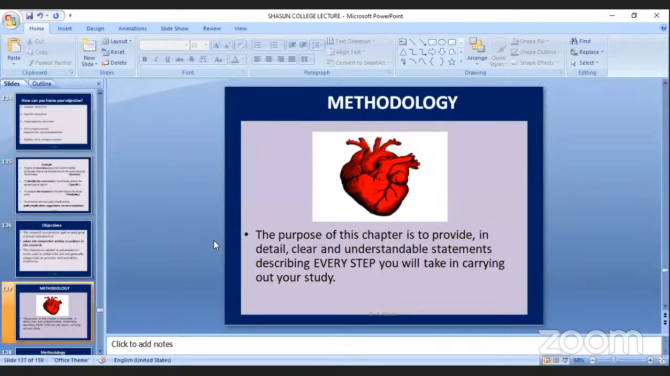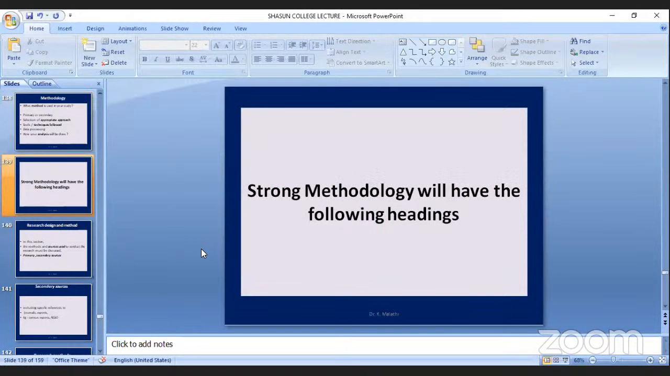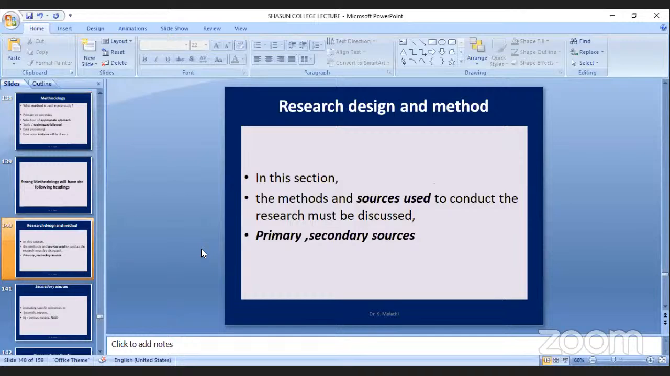Then is your methodology. Methodology is like a heart. Why I have given this picture is, for human beings, the heart is very important. The same thing for your research paper, methodology is very, very important. You give whether your data will be collected in a primary manner or a secondary manner, appropriate research technique should be followed, how your data processing is, how you have done your analysis, all that should be mentioned in your methodology.